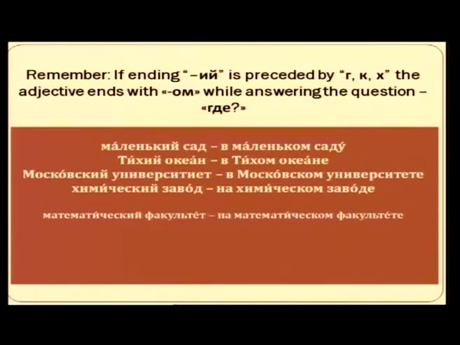Likewise, tikhiy okean changes into v tikhom okeane, Moskovskiy universitet into v Moskovskom universitete, khimicheskiy zavod into na khimicheskom zavode, and matematicheskiy fakultet changes into na matematicheskom fakultete. If we pay attention to the endings of these adjectives, all of them are preceded by g, k and kh. Dear learners, now we have just a glimpse of a rule which has been created in the Russian language, so that learners of this language can understand it deeply.